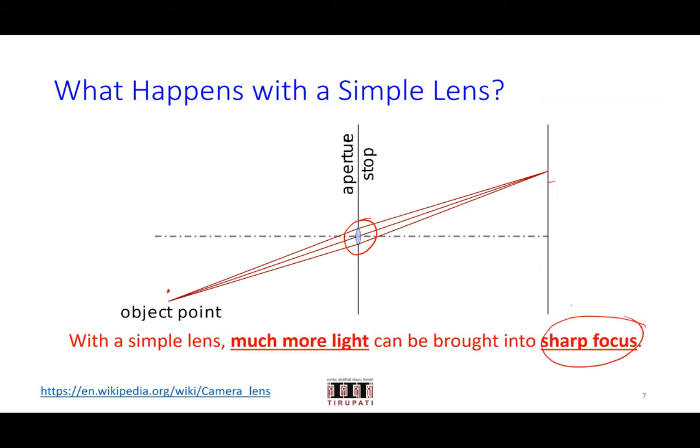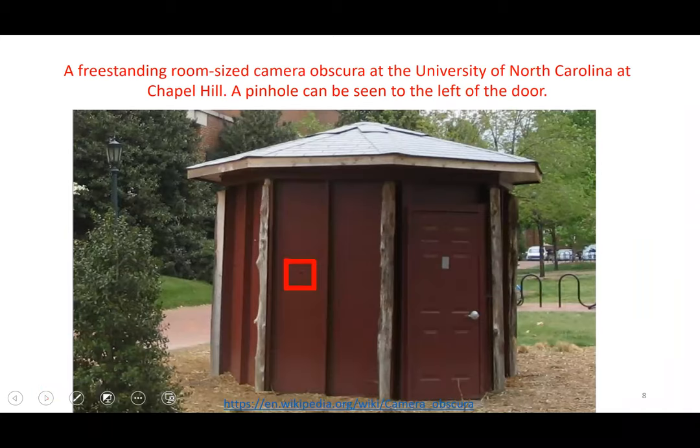And similarly, you could now manage to have a larger hole, an aperture, there. So that would also give you much more light. This is of course something you could also try making at your home.